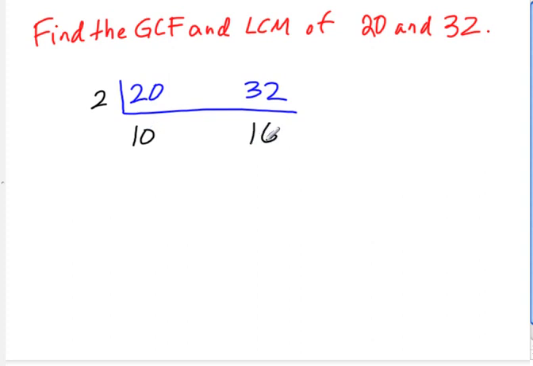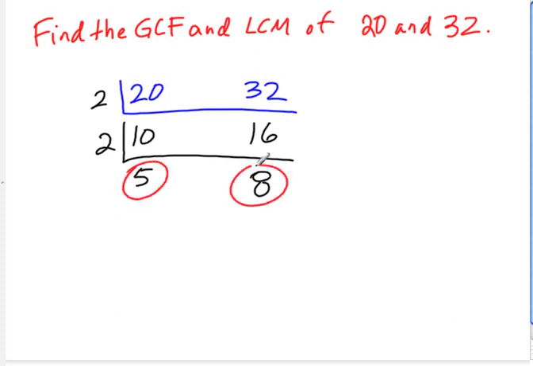And then again, I try and pick the smallest number that goes into both of those. The smallest number that goes into both of those is 2. 2 goes into 10 5 times. 2 goes into 16 8 times. And the only number that goes into both of those is 1. And when we get to a point where the only number is 1, we're finished.